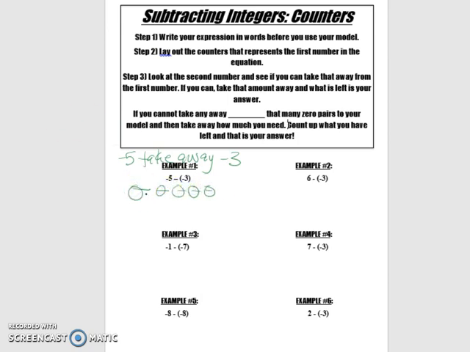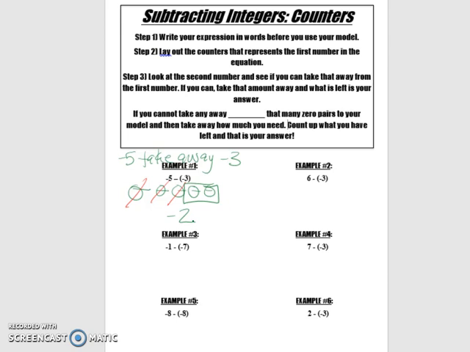All right? Now, step 3, look at the second number and see if you can take away from the first number. If you can, take that amount away, and what is left is your answer. So we have -5 take away -3. So we have -5 here, and we need to take -3 away. Since we have -3 to take away, let's take them away. Then it says, if you can, take that amount away, and what is left is your answer. So since we took away -3 and we have some left over, this is what our answer is going to be. So our answer is -2. All right, that one's not so bad.